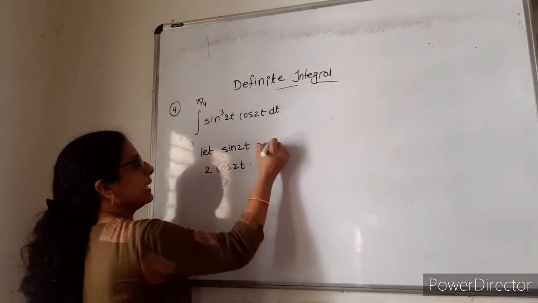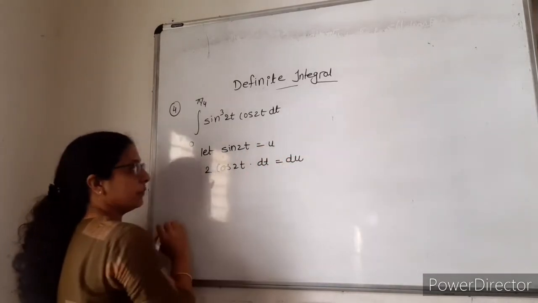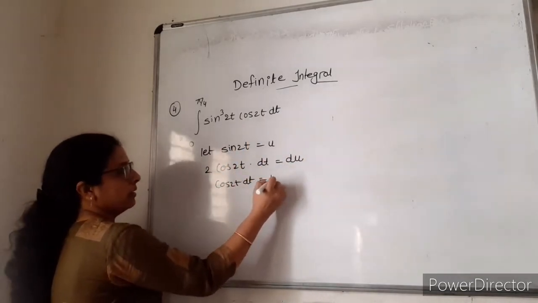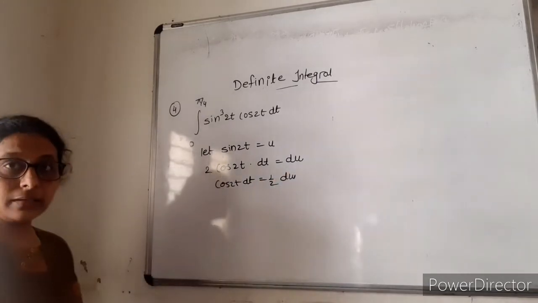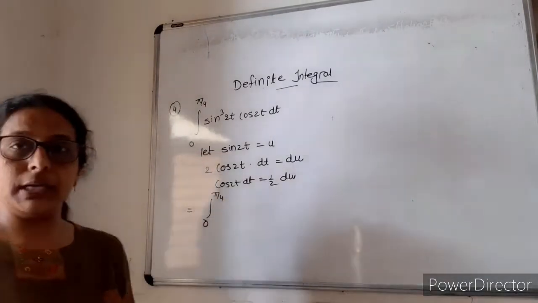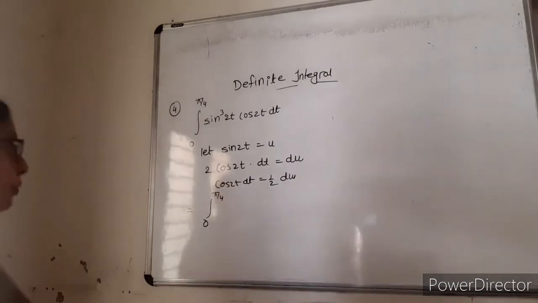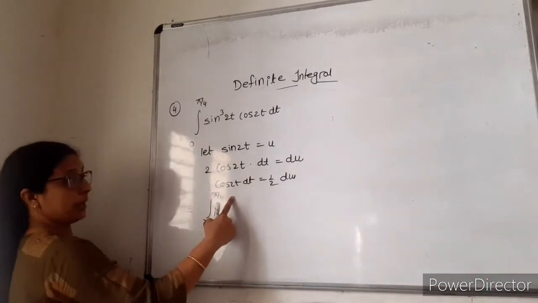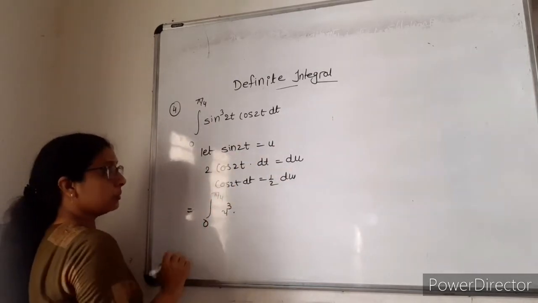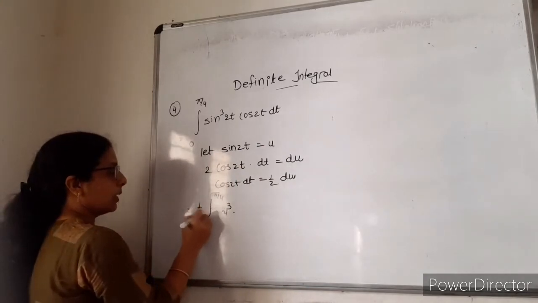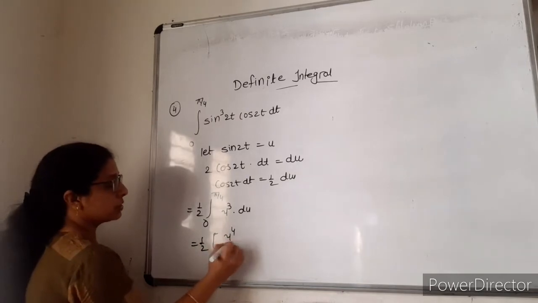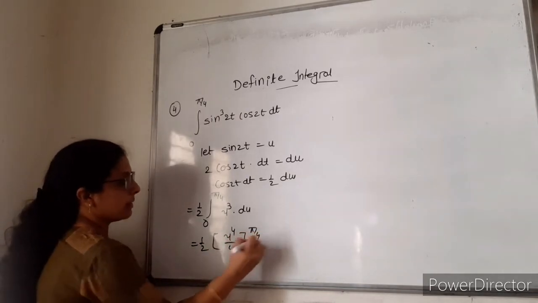Okay, is equal to du. So cos 2t dt is 1 by 2 du, right? And that is the integration from 0 to pi by 4. Since sin 2t is u, it is u cube, and cos 2t dt is 1 by 2 du. That is 1 by 2, u raised to 4 by 4, from 0 to pi by 4.